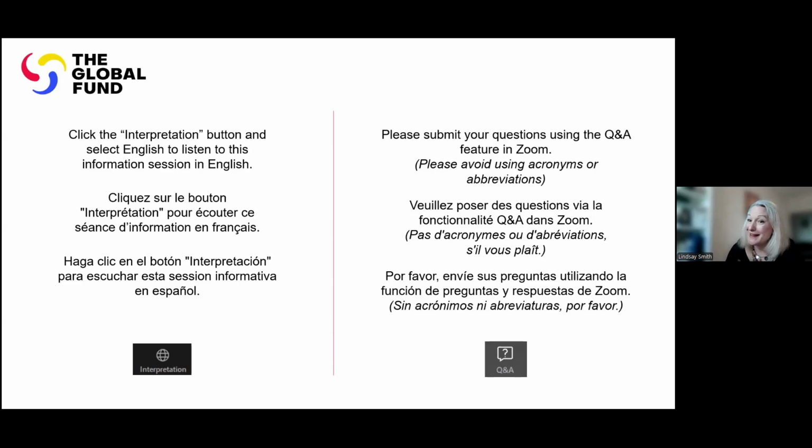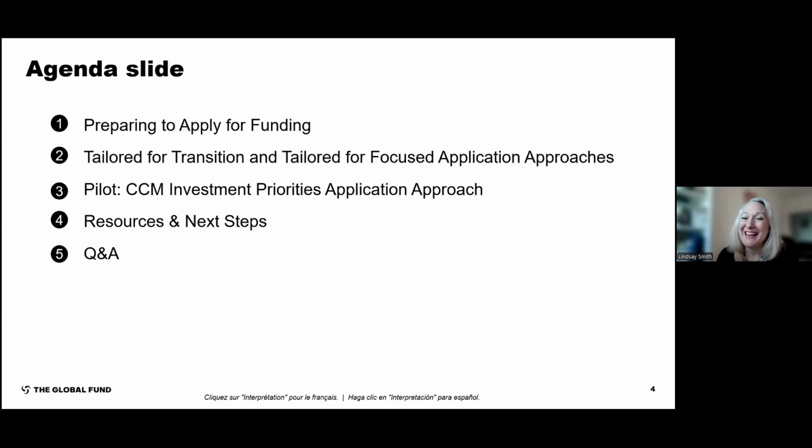So we will dive in now, next slide, looking at how to apply for funding as a focused portfolio. What we're going to be covering today is, in general, how to prepare to apply for funding. And then specifically, we will look at the tailored for transition and tailored for focused application approaches. And then we'll talk a little bit about the pilot of the CCM investment priorities application approach. We'll highlight some of the resources that are available to you, some immediate next steps, and then we'll spend most of our time in the question and answer.